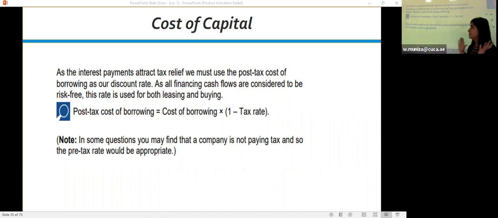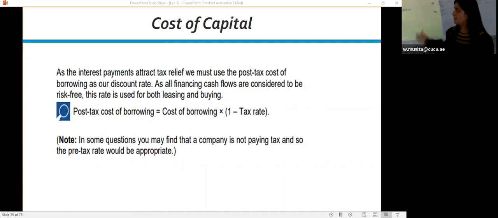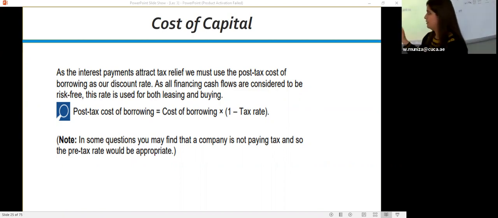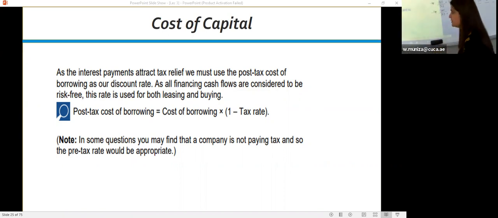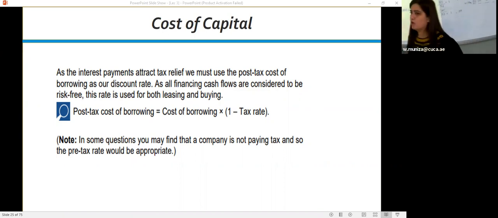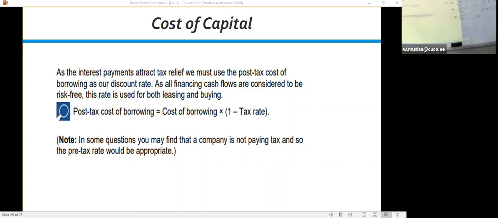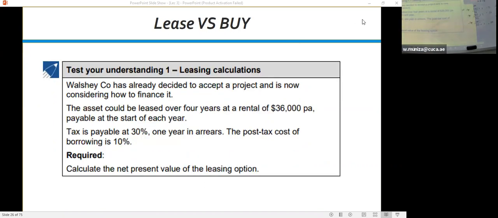So we are going to discuss this concept in detail in our last chapter, that is cost of capital, and for cost of capital we do have a full chapter. Note, in some questions you may find that the company is not paying tax, and so the pre-tax rate would be appropriate. In the questions in which there is no tax being paid, you can calculate using the pre-tax rate. Otherwise, post-tax cost of debt is going to be used.